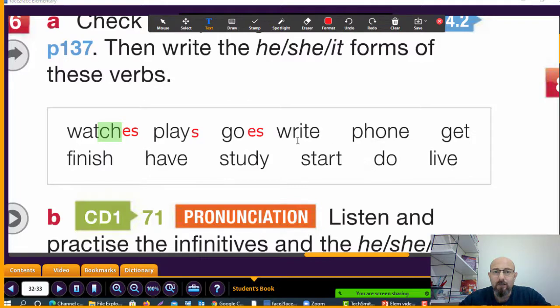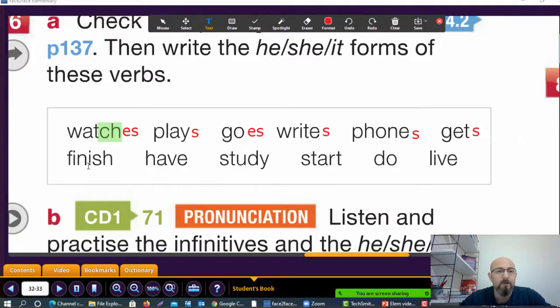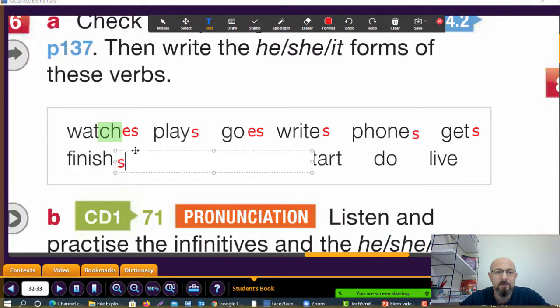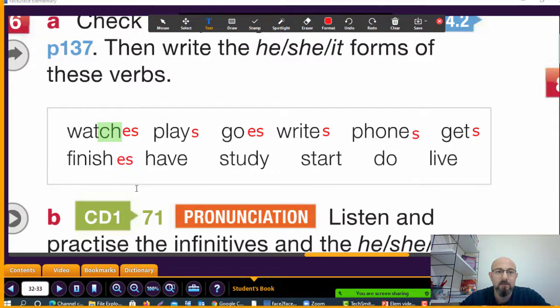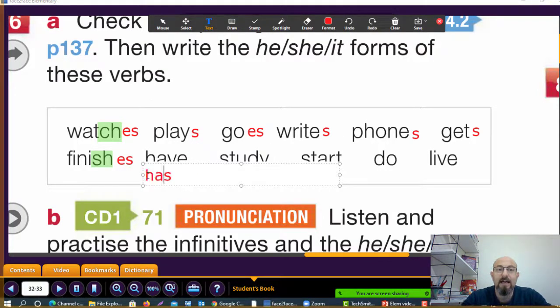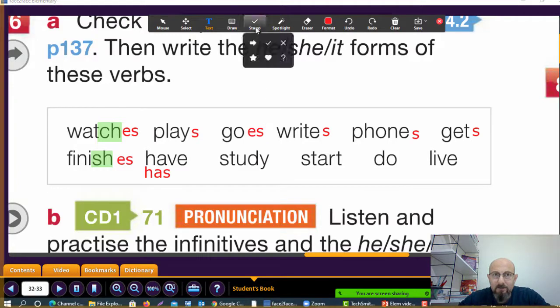Okay, now let's check. Right, we add S. Right, no problem here. Phone, same, we add S. Get, gets. Finish, S? No, guys, no S. We add ES. Why ES? Yes, very good. Because we have here SH. Very good. Have, haves? No. Here we change. We say has. We change the verb, has. Study. Yes, guys. So what do we do here?